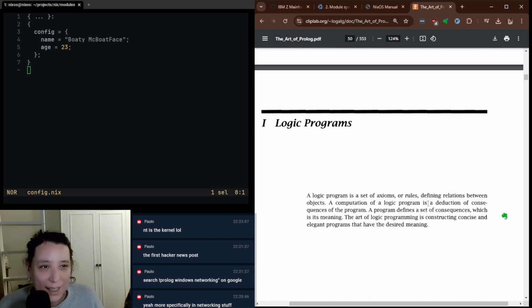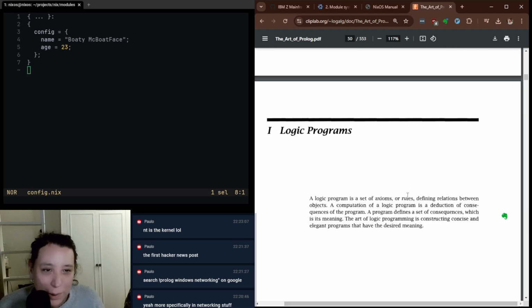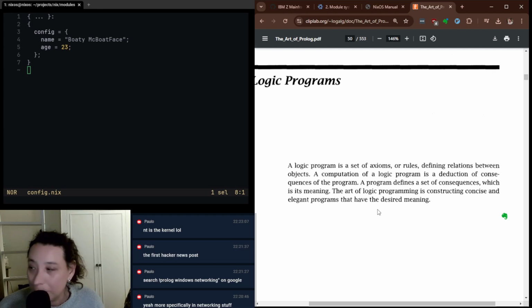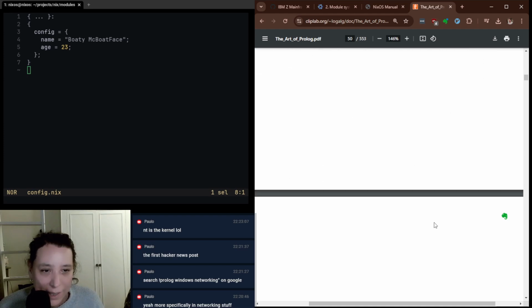All right, what does this say? 1. Logic programs. A logic program is a set of axioms or rules defining relations between objects. A computation of a logic program is a deduction of consequences of the program. A program defines a set of consequences which is its meaning. The art of logic programming is in constructing concise and elegant programs that have the desired meaning. Okay.